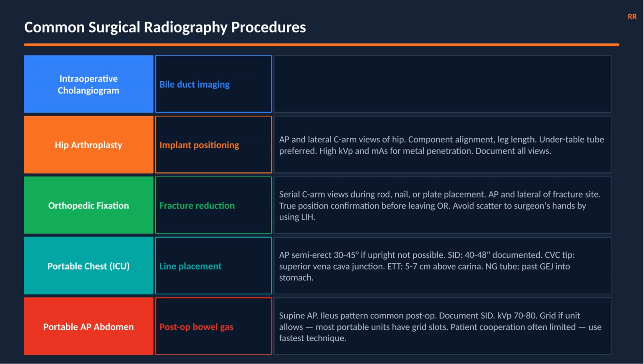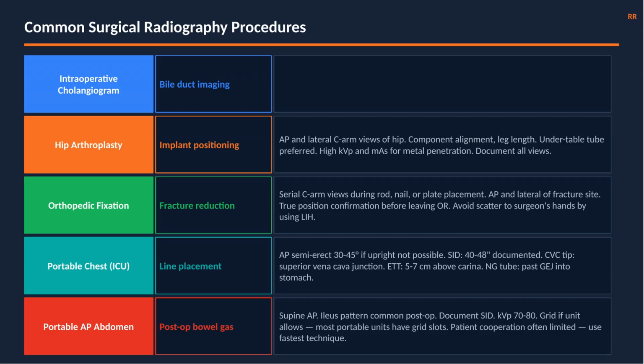Hip arthroplasty. AP and lateral C-arm views during prosthesis placement. Component alignment and leg length assessment. Under-table tube. High kVp and mAs for metal penetration. Orthopedic fixation. Serial C-arm views during rod, nail, or plate placement. AP and lateral of the fracture site. True position confirmed before leaving the room.